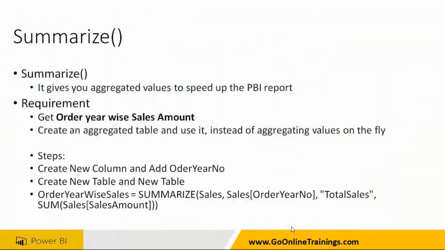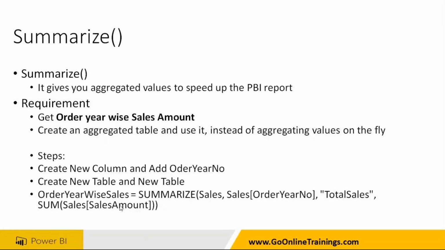So summarize we can use like this. Tomorrow, if you need region-wise sales, again, you can create one more table called region-wise sales. Tomorrow, you can get region-wise, year-wise, quarter-wise, month-wise sales. You can create, with sales order number, sales order year, sales order country, total sales, and sum of sales amount. Like that, we can prepare. It will give you much better performance.